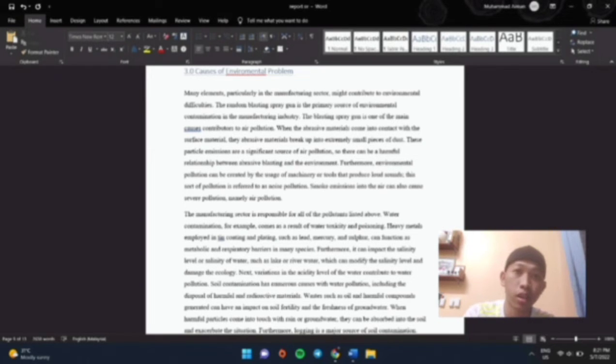As for example, lake or river water may change the salinity level and affect the ecosystem. Next, water pollution is also caused by changes in the acidity level of the water. Soil pollution also has several causes in common with water pollution, such as the dumping of toxic and nuclear materials.